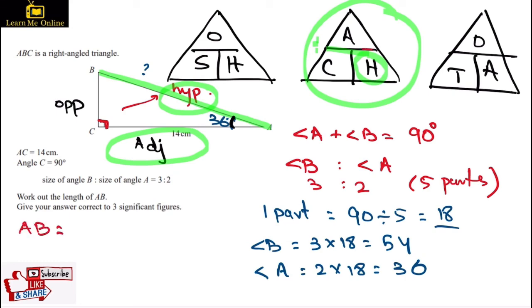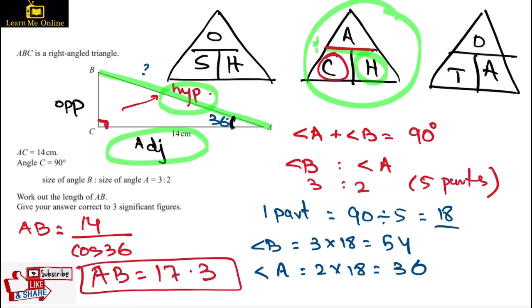A, the adjacent, which is 14, divided by the cos function, so cos 36. When you do 14 divided by cos 36 in the calculator, that would give you 17.3. So we get the length of AB, which is 17.3.